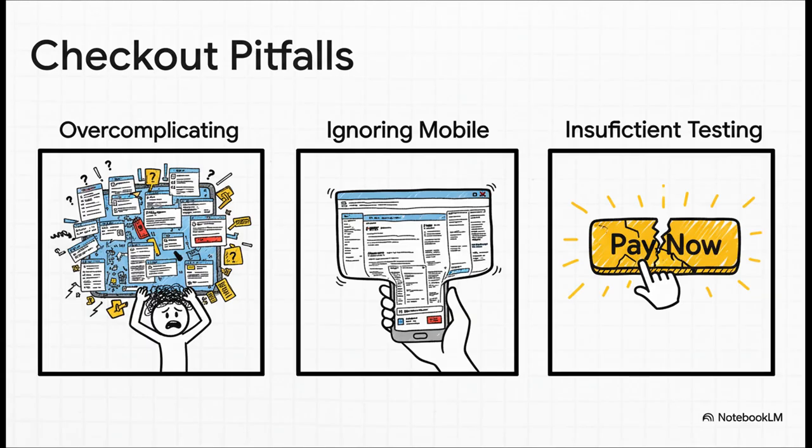Second big one, ignoring mobile. I mean, come on, a huge chunk of your customers are on their phones. If your checkout is a total pain to use on a small screen, you are just throwing money away. And third, not testing enough. One little broken button can bring your entire sales process to a screeching halt. So please test, and then test again.